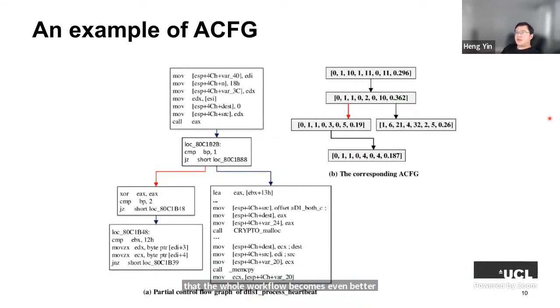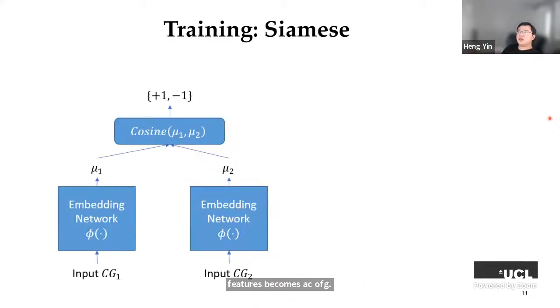So this is an example of a CFG. On the left-hand side is a CFG, and then we extract these features, and it becomes an ACFG. The goal is to learn a numerical representation from this ACFG, and this is essentially the training process. We use the Siamese architecture. So essentially, we have two identical networks. All the weights and parameters are shared, and we feed in a pair of inputs. In this case, ACFG1 and ACFG2.